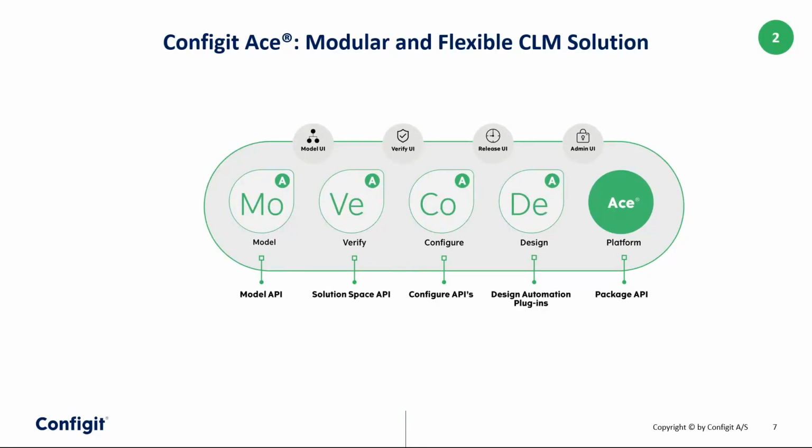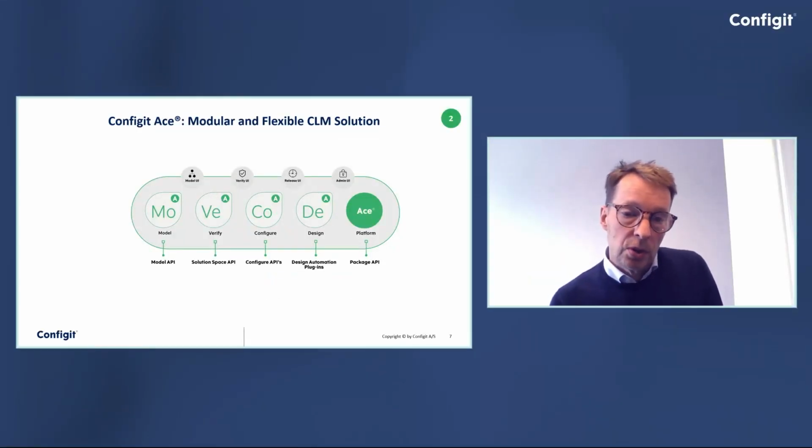We have a verify module for validating that the rules are correct, making sure that you have the behavior that you expect. It also exposes some functionality that allows you to validate the bill of materials using a solution space report. Then we have a module called Configure, which is for interacting with the models that get created, configuring them, and also determining the price and the bill of material. And finally, we have a module called Design Automation, which is for supporting an integration between your CAD environment and the configuration rules.